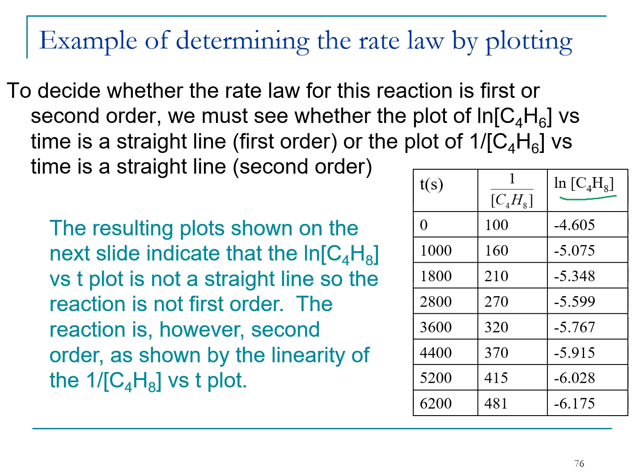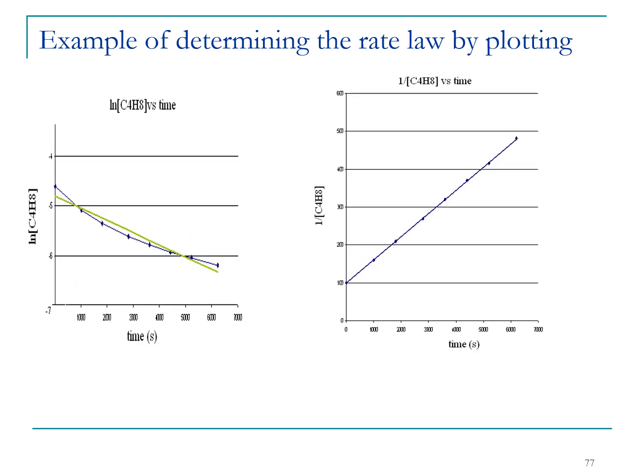So I'm going to plot them individually. Let's see what's on the next slide. So you can see here, this is natural log versus time, and that does not give us a straight line. It gives us a curvy line, so it's not first order. And then 1 over the concentration versus time does give us a straight line, so it is second order.